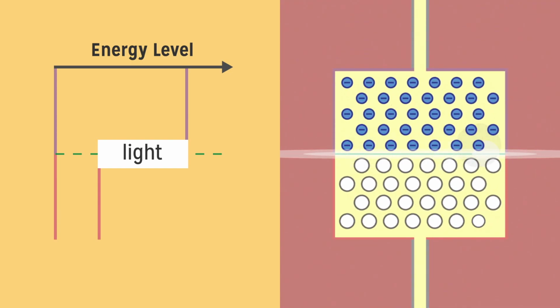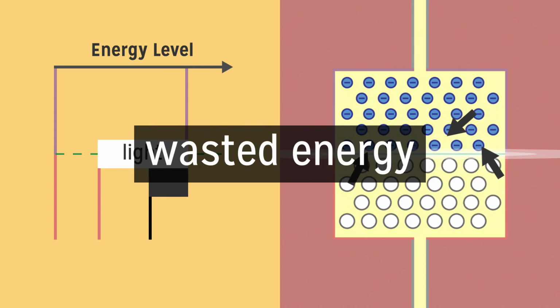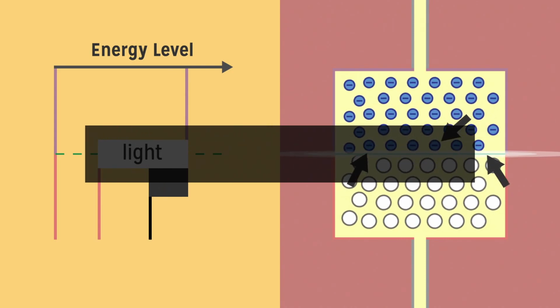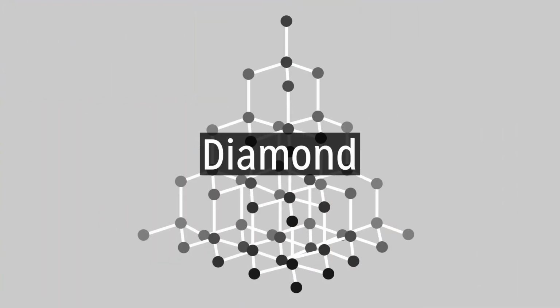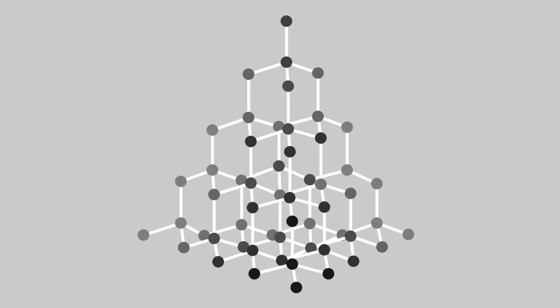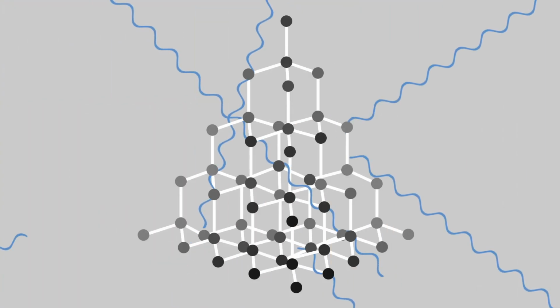In reality, there are some electrons that simply don't combine with holes, and their energy difference is not enough to produce visible light, which is just a waste. The reason why this happens is because of a phenomenon called Anderson localization. Electrons exhibit properties of both particles and waves. In a material with regular atomic structure like a crystal, waves of electrons may propagate freely.